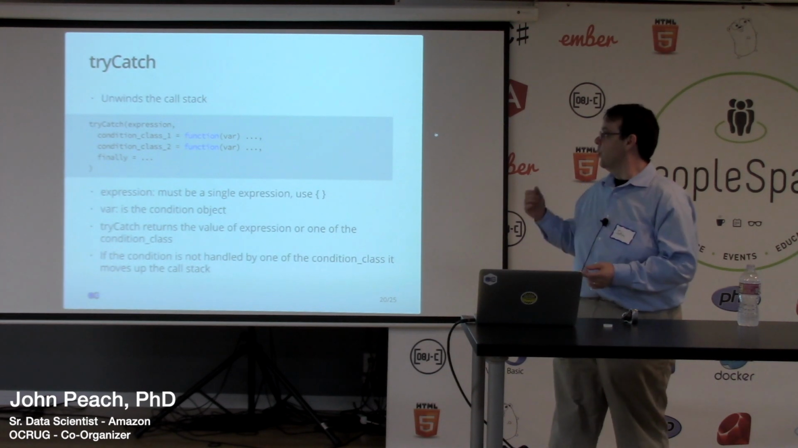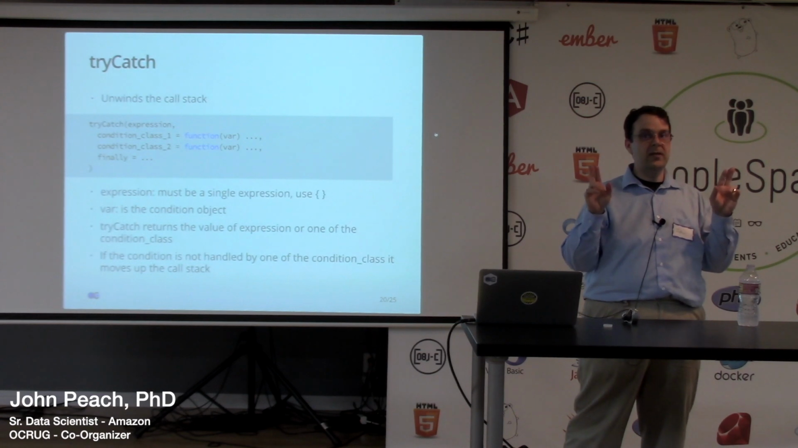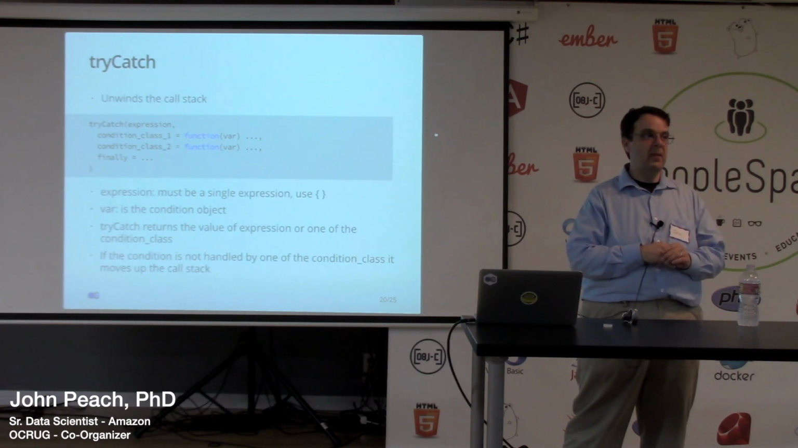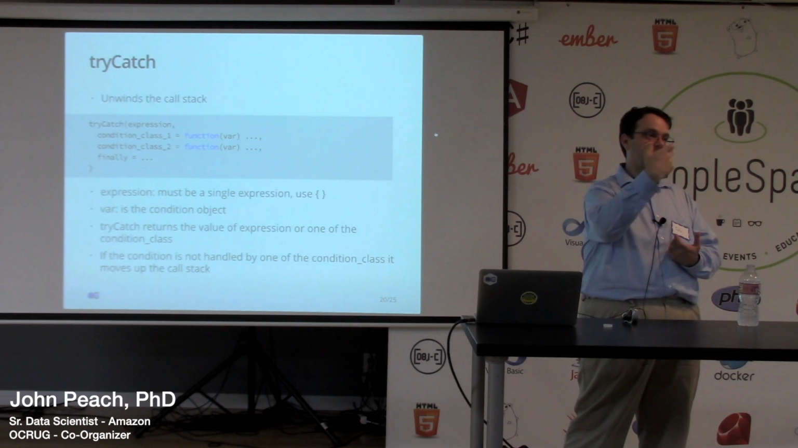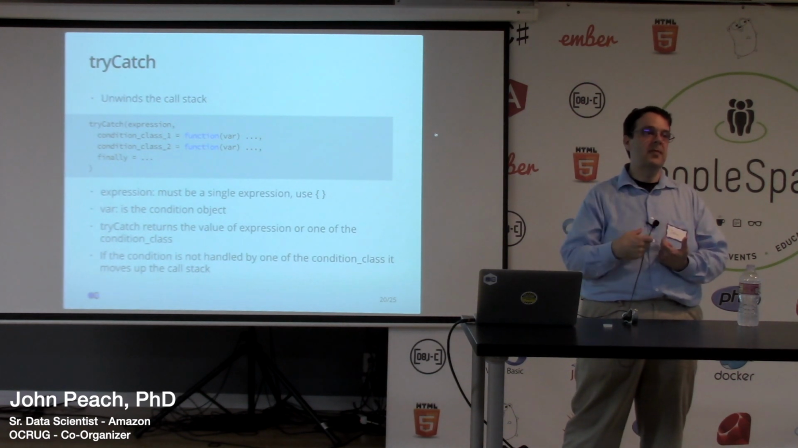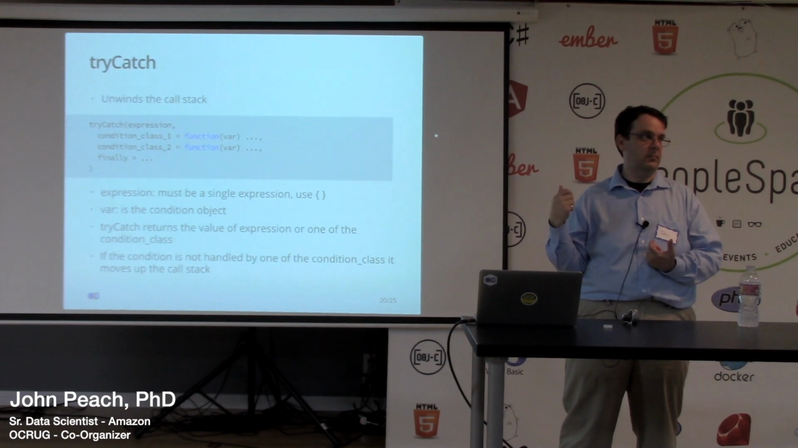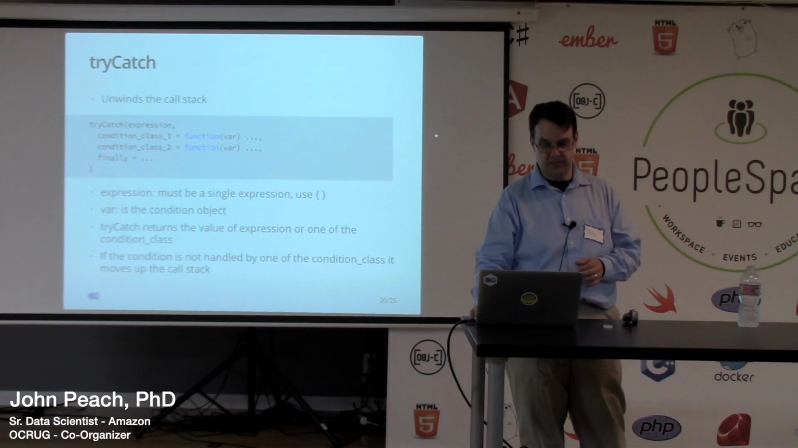And then we're going to have condition class 1, condition class 2. These are the handlers that we're going to have. Condition class 1 may be message, and condition class 2 may be warning. If it gets an object of message type, then it's going to call the function that's attached to the message method. I'll show you some examples of that so it's a little less abstract. I just want to show you the syntax.